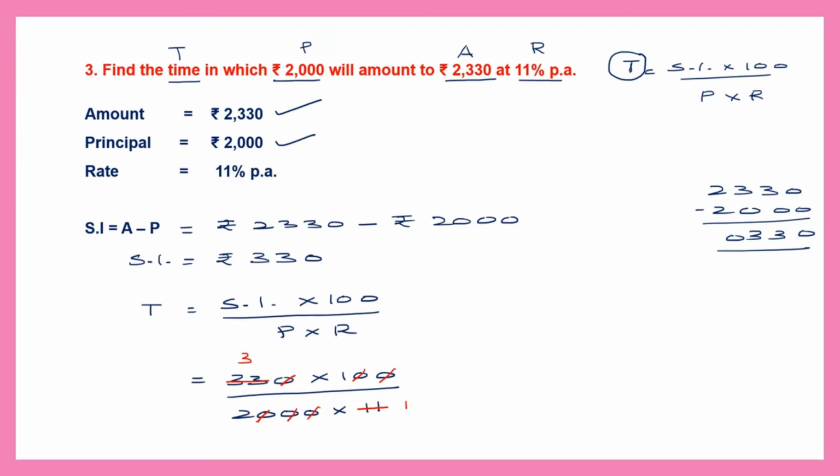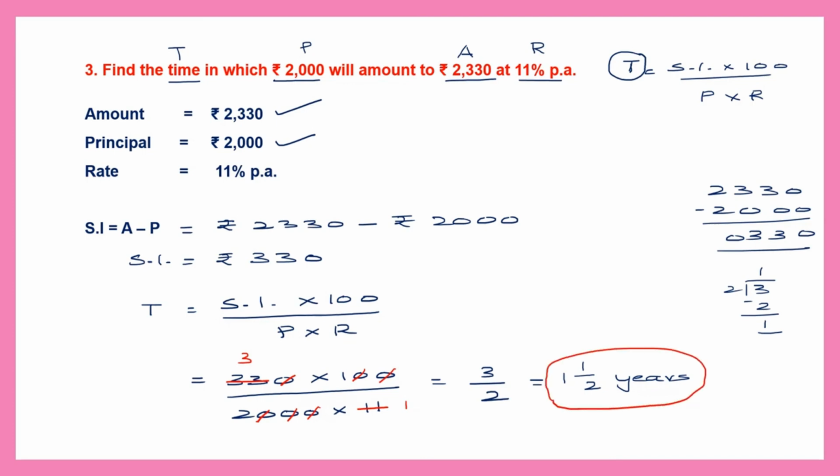So what do I have now? In my numerator I have 3. In my denominator I have 2. So let's convert this improper fraction to a mixed number. When you divide 3 by 2, 2 ones are 2, minus, 1. So this is 1 by 2, and this is time. Remember, time depends on the rate. So the rate is 11% per annum, so time is according to that rate. That means this will be in years. Per annum means per year. So 1.5 years. The question was find the time, and we have found the time, and the answer is 1.5 years.